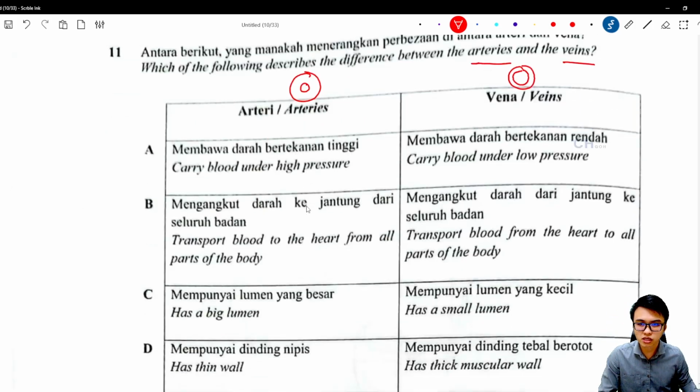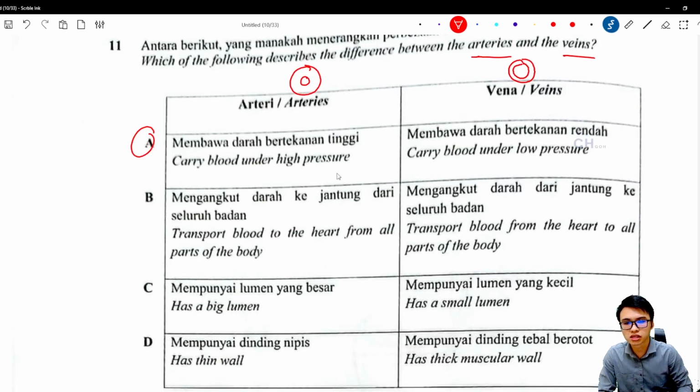I guess the answer will be the first one. It carries blood under high pressure, and the vein carries blood under low pressure. Okay, question 11, the answer should be A. The rest, I guess, are still considered easy.